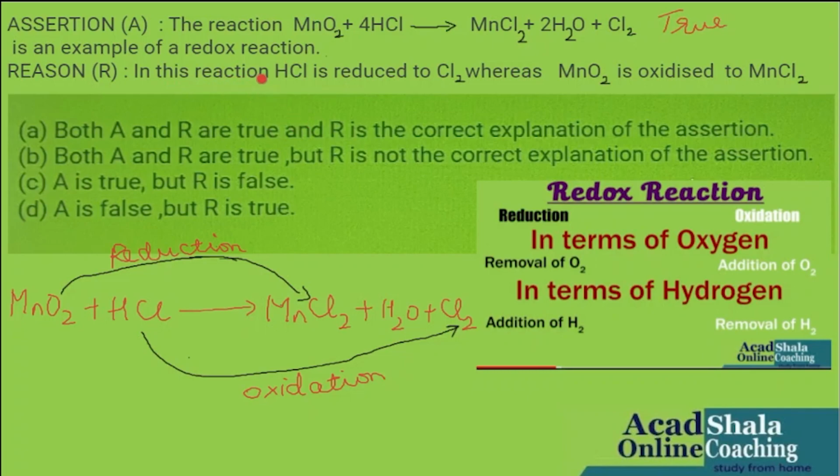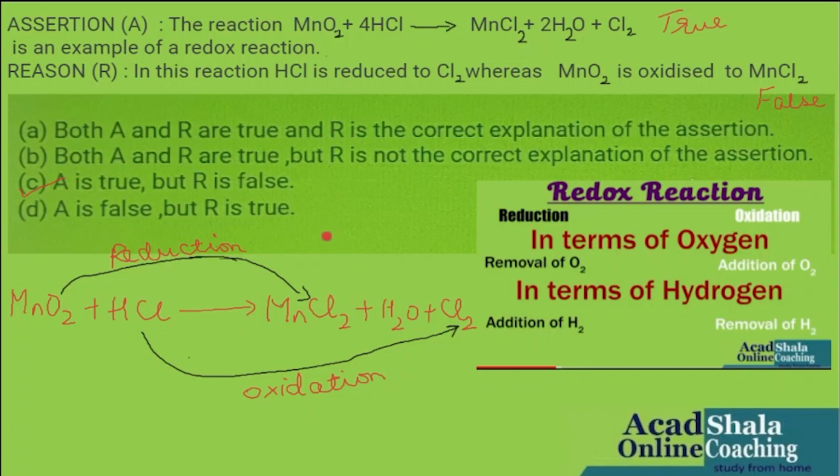Now the second statement says, in this reaction HCl is reduced to Cl2 whereas MnO2 is oxidized to MnCl2. Okay, now after knowing everything, this statement is coming absolutely opposite to what we know. Yes or no? So this reason is false, and I will write it over here in a corner. Now I will go for the options, which option I should choose. According to these statements, the option is coming out to be C. That is, A is true but R is false. So I will choose option C. So I have solved the question based on assertion and reasoning.